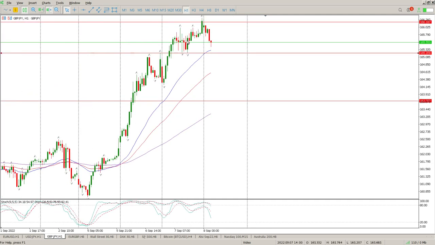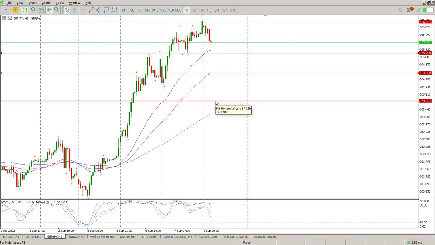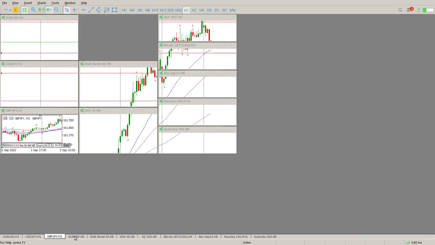So I prefer structure. So for me, it is 165.209. If that fails, there's a small level here which could also impact us, which is 164.580, or alternatively all the way down at 163.700. So any kind of pullback onto that structure is definitely something I would be paying attention to for an opportunity to buy.